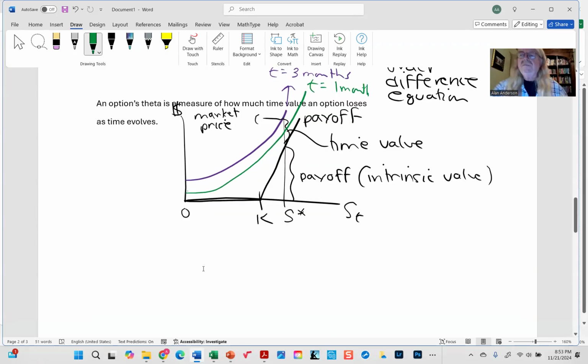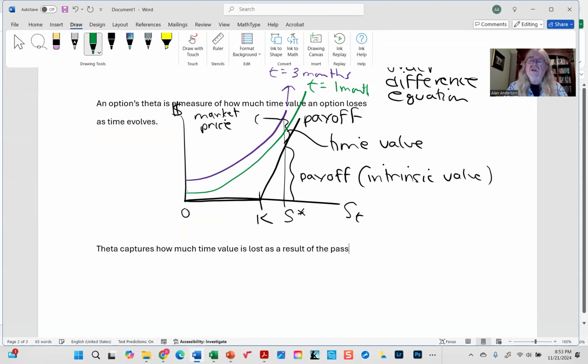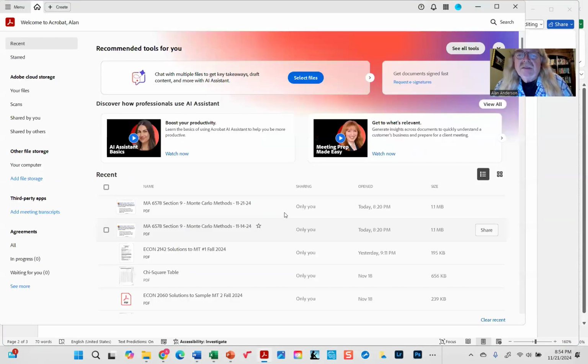All right, so theta captures how much time value is lost as a result of the passage of a single trading day, although it is often annualized. Because these numbers would be quite small over a single trading day, but sometimes they're quoted on an annual basis. Okay, so that's what theta means.